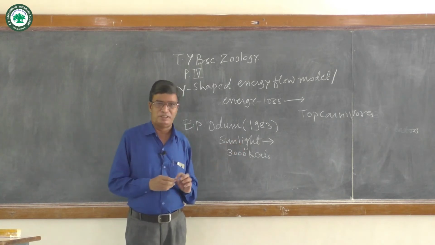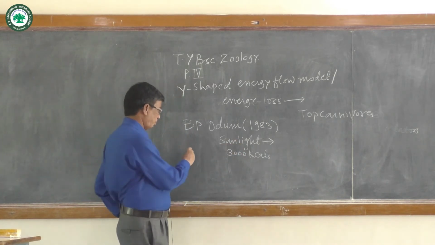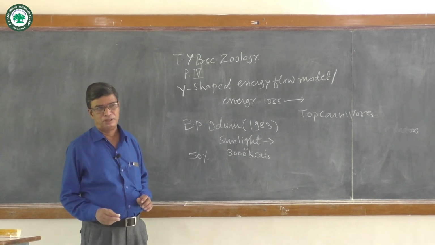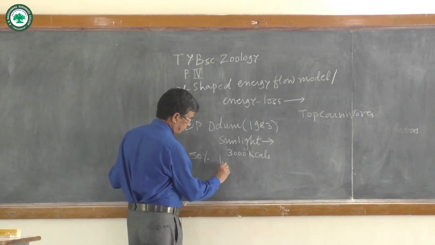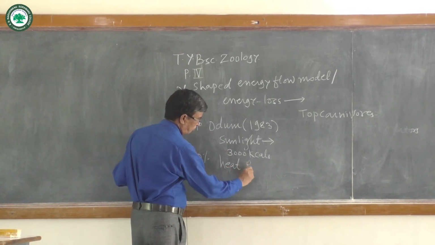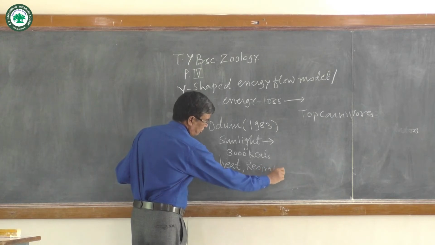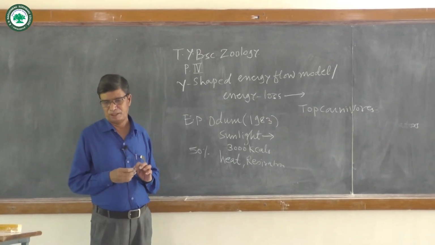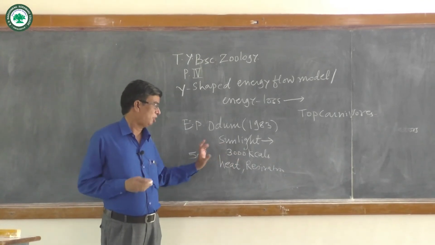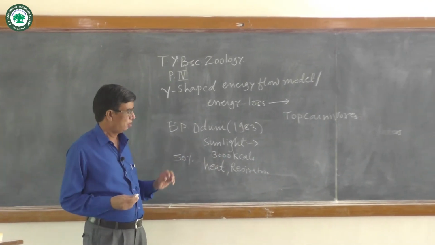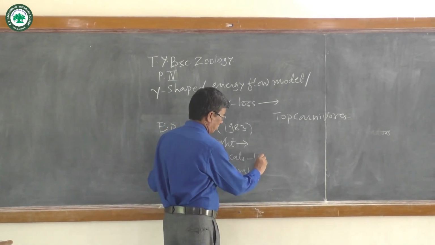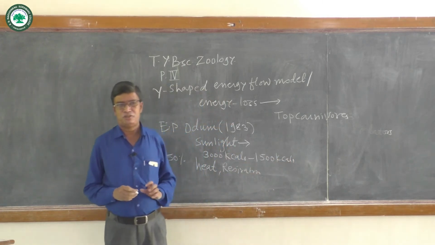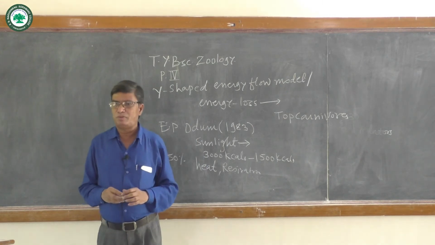Out of this amount of energy, about 50% is lost in the form of heat, or through the respiration process of the plant. About 50% energy is lost. Out of 3000 kilocalories, only about 1500 kilocalories of energy reaches the body of producers.